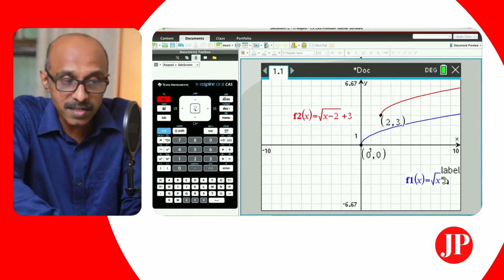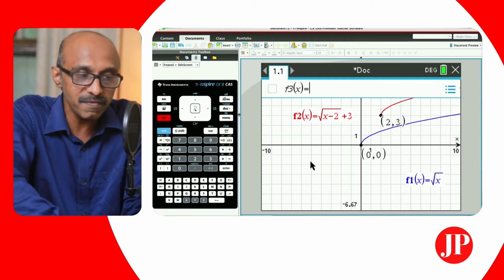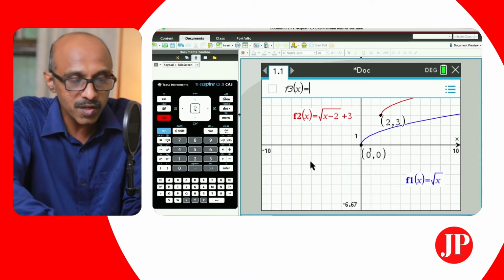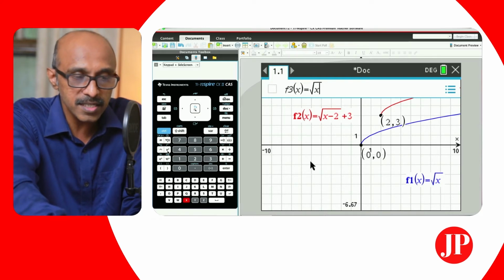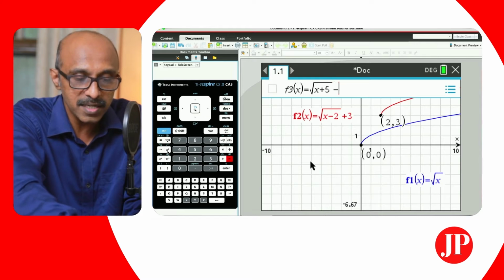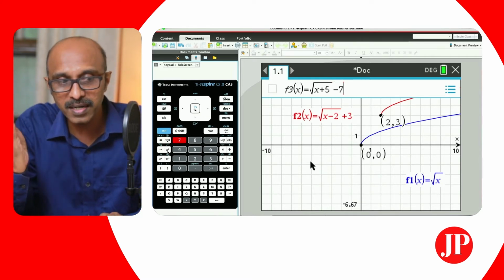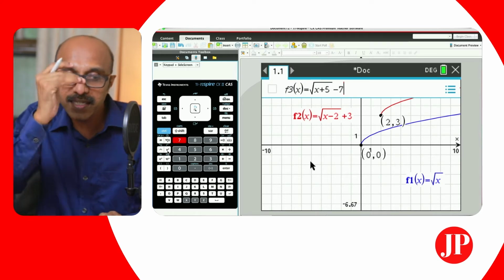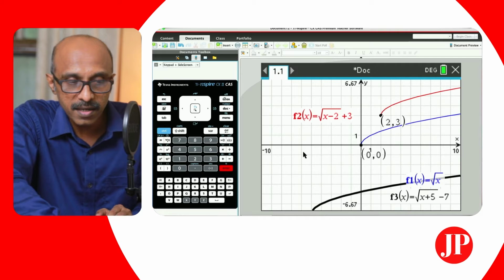Let's try it with another translated square root function, okay? This time, let's try and shift it to the left side or somewhere below, all right? So I'm going to enter, let's say, x plus 5, and outside the square root sign, let's just make it minus 7, which means the parent function is going to go 5 steps to the left and 7 steps below. Hit enter, and there's our graph, okay?